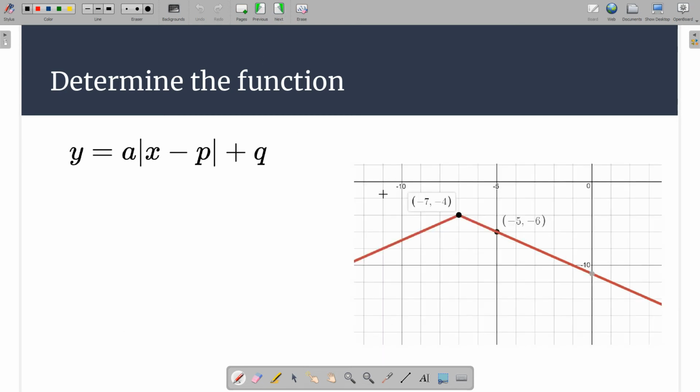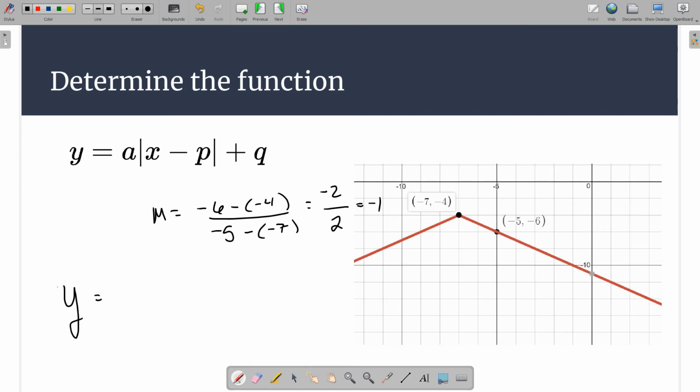So let's look at this one right here. Again, I'm going to quickly find my slope. So my slope is going to be -6 minus -4 all over -5 minus -7. So -6 minus -4 is going to give me -2, all over -5 minus -7 will also give me 2, unless I'm crazy. Yep, so it's a -1.